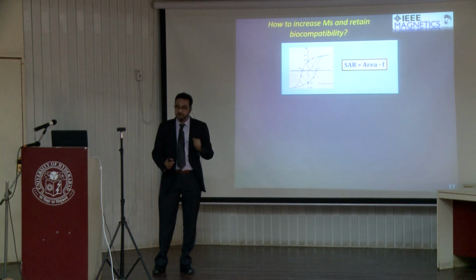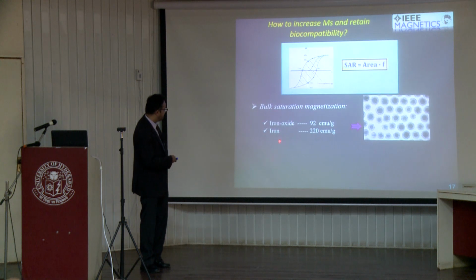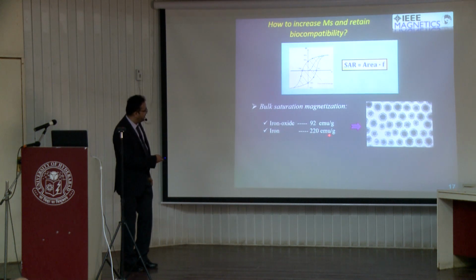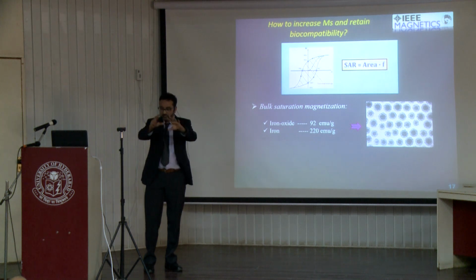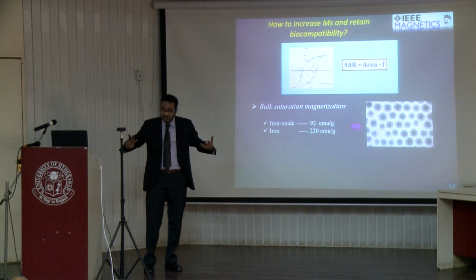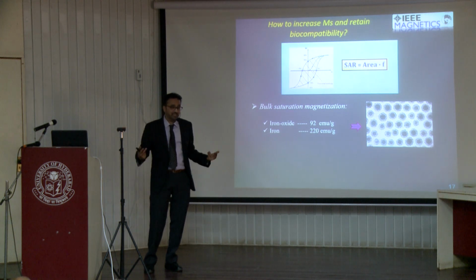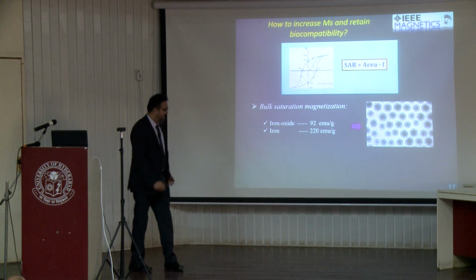That's the first thing that came to mind, because bulk iron has a saturation magnetization of 220 emu per gram, and iron oxide is 92. So clearly, if you have an iron core and an iron oxide shell, which is completely biocompatible, then you have a biocompatible hybrid system with a larger magnetization. So you expect the SAR to be high. We thought so, and yes, it did, but there was a problem. I'll tell you that story.